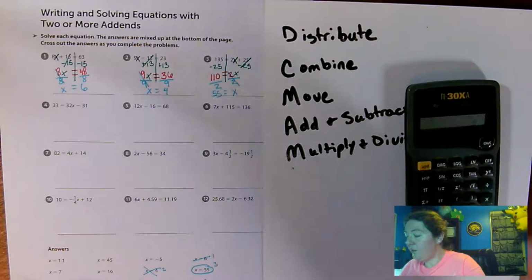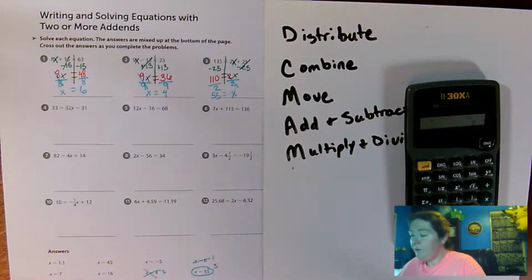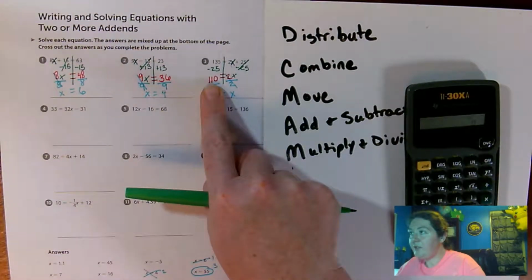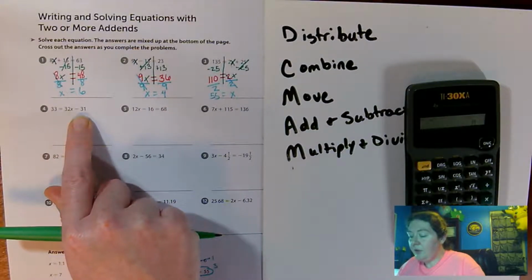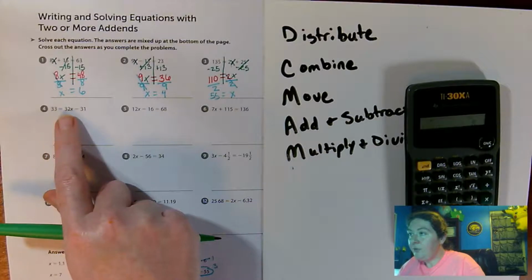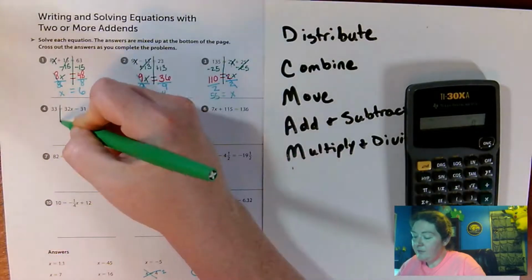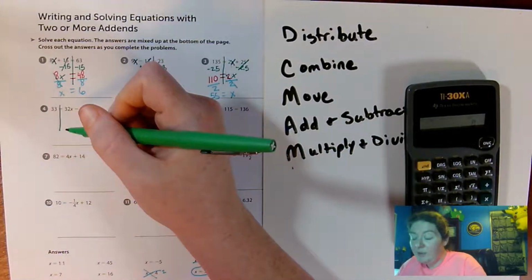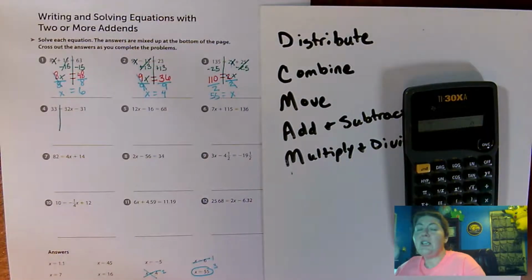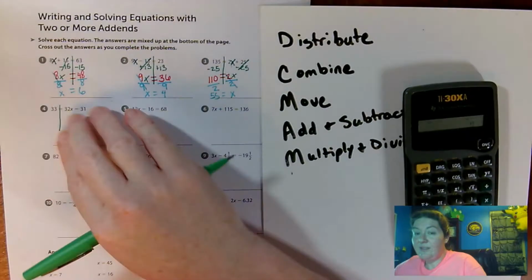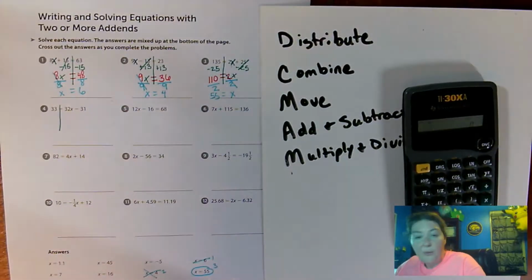Alright, number 4 and number 3 are very, very similar. 33 equals 32x minus 31. My variable is on the right side again. That's okay, because these are equations. The only time it makes my brain itch is when they're inequalities. This is okay. So I'm going to work it just like it is.